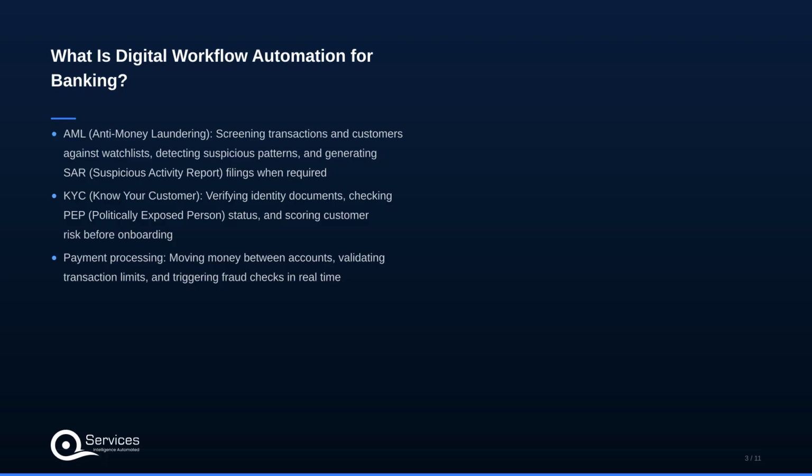The three core workflows most financial institutions need to automate are. Each of these can be automated. The question is how to do it without spending $500,000 on enterprise compliance software.